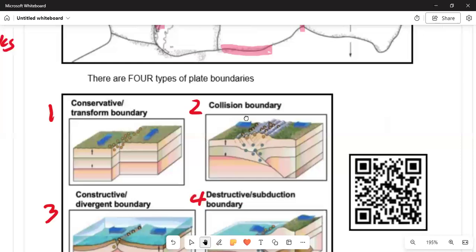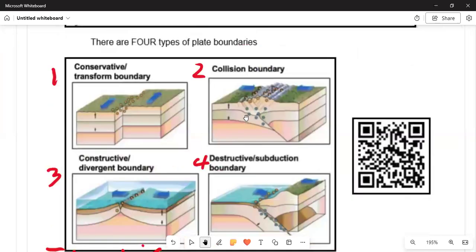And then we've got to understand that there are 4 types of plate boundaries. Number 1, we have the conservative, which is the transform boundary. As these continents come together, they move out of each other's way, separate, and pass each other. Number 2, we've got the convergent boundary, where they come and join together from opposite directions. And then number 3, we have the constructive divergent boundaries.